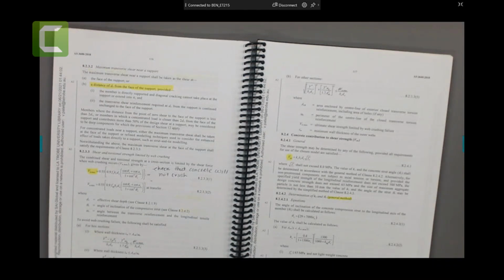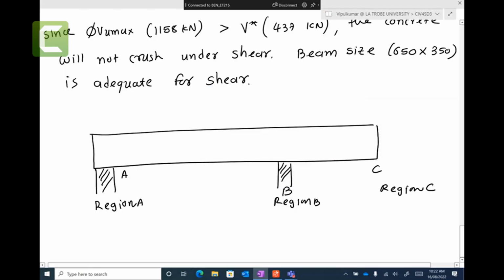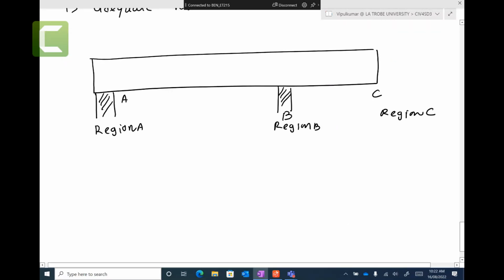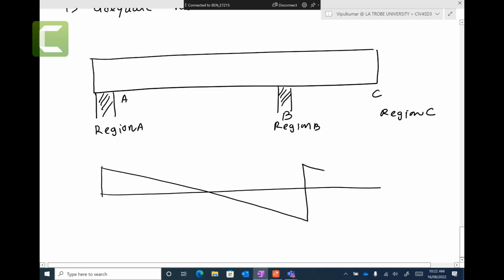So from this clause, I can say that let's say we have a shear force diagram drawn here, something like this. And we have 343 and we have 437 and we have 270. So it says that your crack will start at a distance dv from the face of the supports.